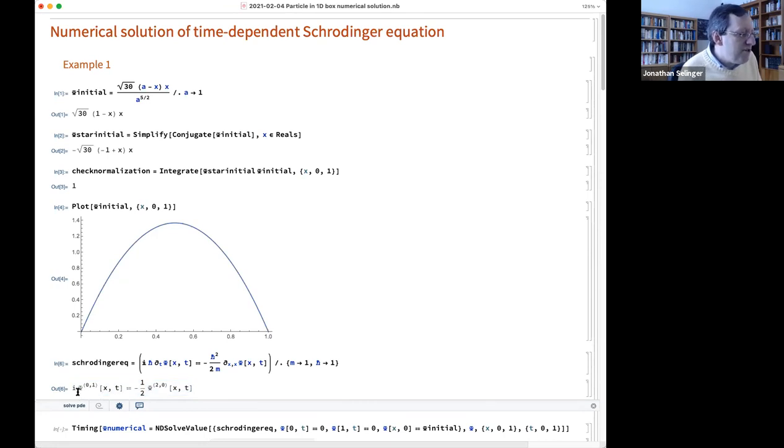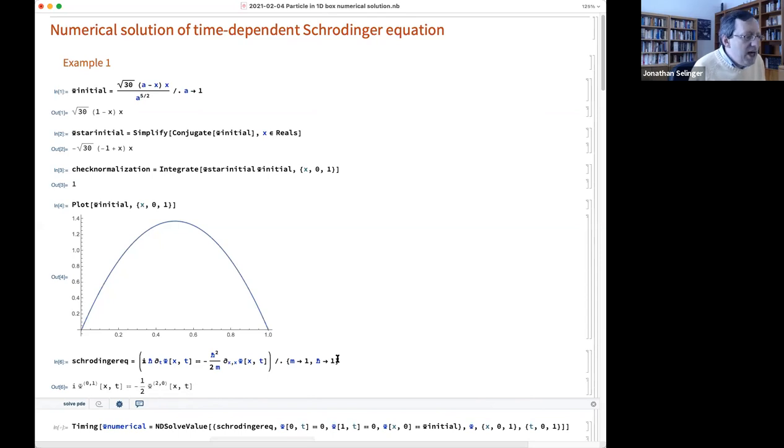So this superscript 0, 1 means the first derivative with respect to the second variable, which is time. And here the superscript 2, 0 means the second derivative with respect to the first variable, which is x. So that is the equation that we want to solve.